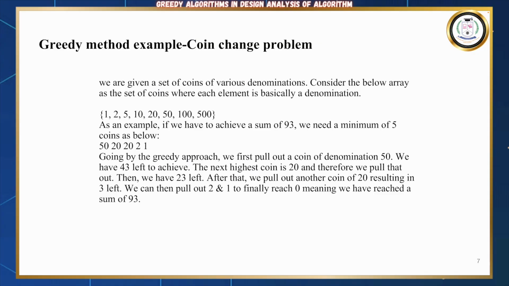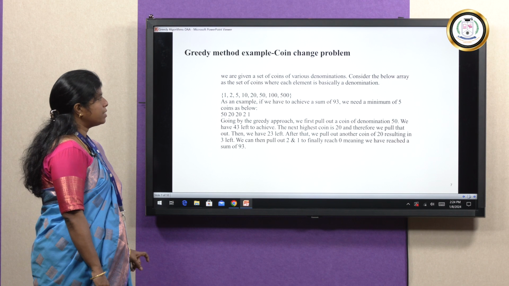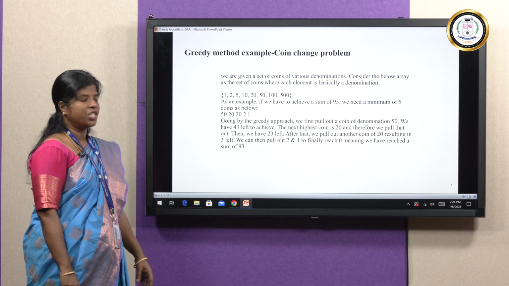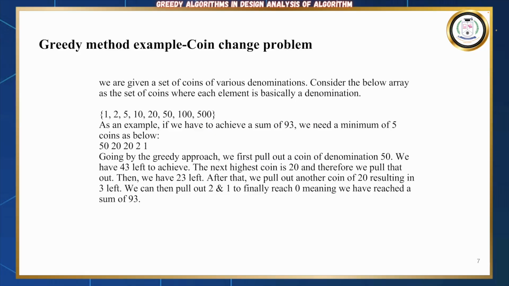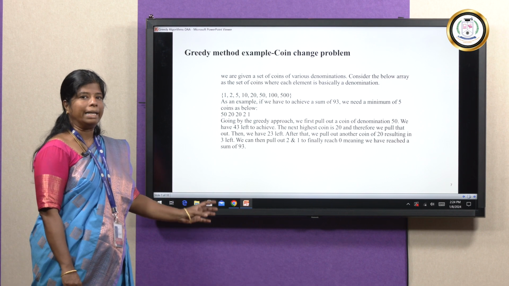Now, finally, we will see an example: the coin change problem. We are given a set of coins of various denominations. Consider the given array, the set of coins of basic denominations: 1, 2, 5, 10, 20, 50, 100, 500. Now we will solve the problem with the greedy approach. The goal is to achieve the number 93.